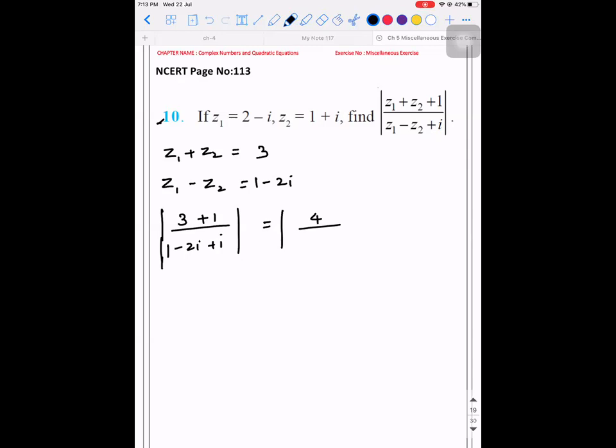So this will be 4 divided by 1 minus i, correct? So 4 into 1 plus i divided by 2. This and this will get cancelled. 2 into square root of 2. So that's the answer, 2 root 2. No? Sir, I'm getting only... Wait, did I make any mistake? 3 plus 1 is 4. 4 divided by 1 minus i. 1 minus i means rationalize it. I'm getting a 2.